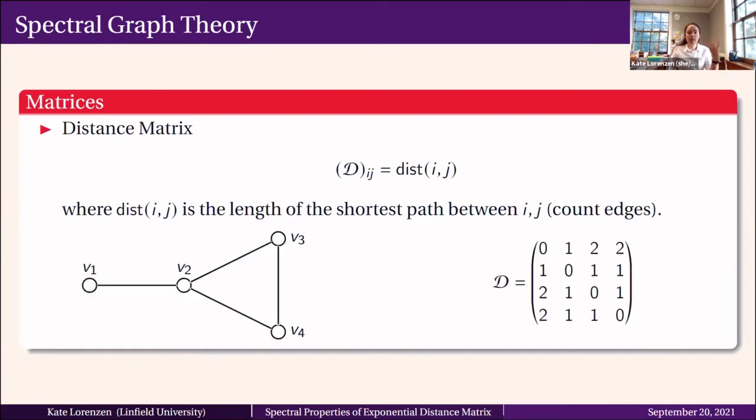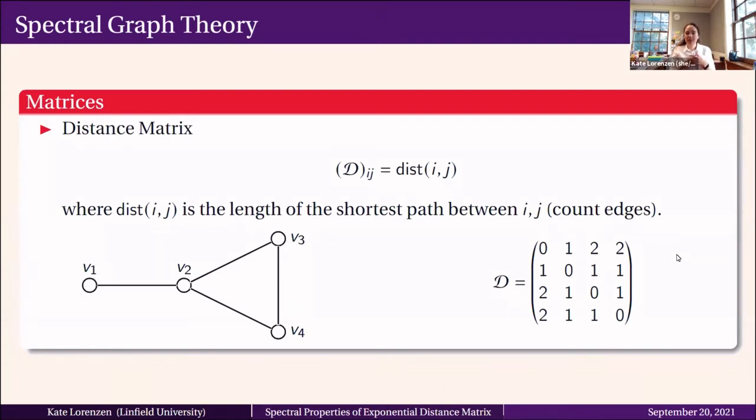So here I have my graph and I have a corresponding distance matrix. Since vertex 1 is adjacent to vertex 2, my distance between these two is going to be 1. So I'm going to have a 1 in my 1,2 entry. And vertex 1 is distance 2 away from vertex 3. So I'm going to have a 2 in my 1,3 entry.